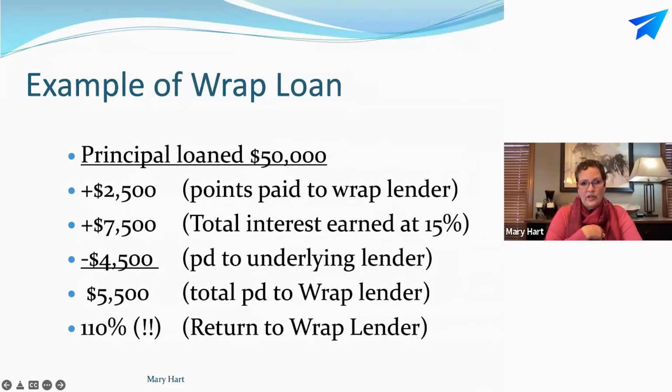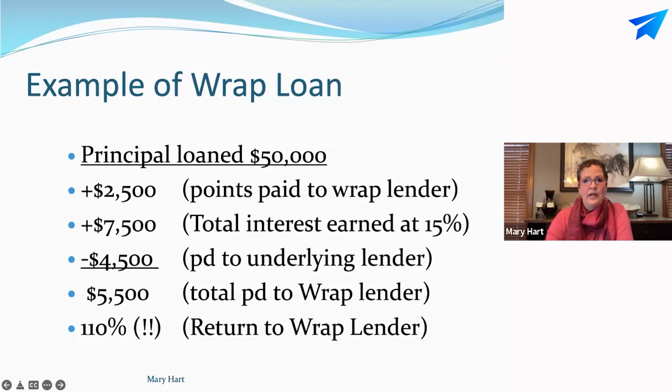The total interest that the flipper pays is $7,500. That's $50,000 at 15% for a year. But I paid to my friend Laurie $4,500 of that as her 10% share. So that means what's left to me is $3,000 in interest plus $2,500 in points. I get $5,500 back on a $5,000 investment. So I've made a 110% yield on that loan.